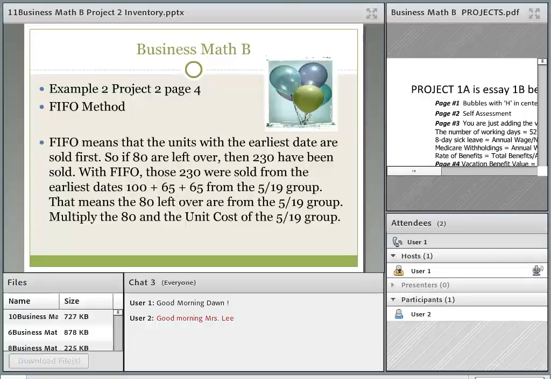So as they get new inventory in, they put it to the back, okay, so that the oldest items come out first. So first in, first out. You can kind of visualize that's what it means, okay?